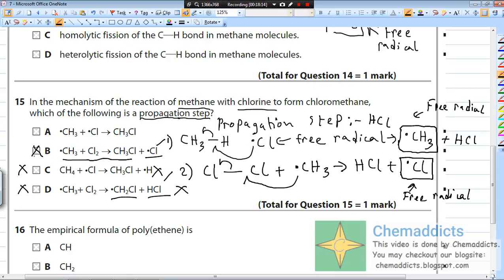So the only correct answer here is D. Okay, so that is why D should be the answer. Since here the CH3 free radical has attacked the chlorine molecule, which causes the chlorine molecule to break homolytically to form CH3Cl and a chlorine free radical. So this equation matches the second equation. So that is why this should be the answer.